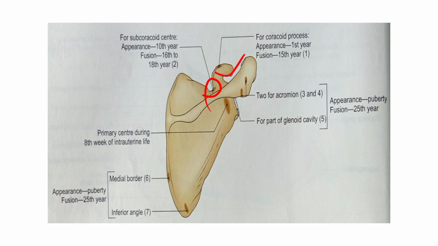The other centers include 2 for the acromion, 1 for the lower 1/3 of the margin of the glenoid cavity, 1 for the medial border and 1 for the inferior angle. They appear at puberty and fuse by the 25th year.